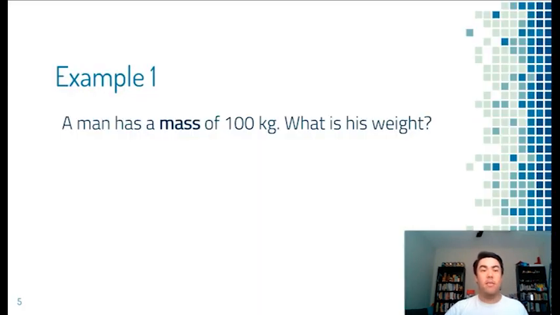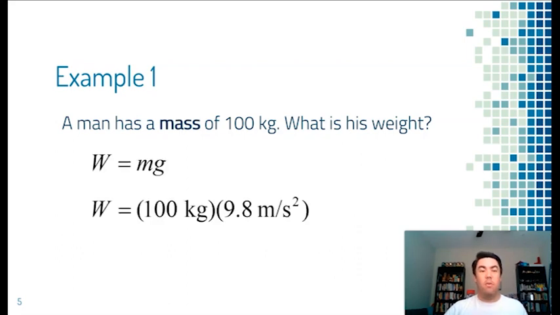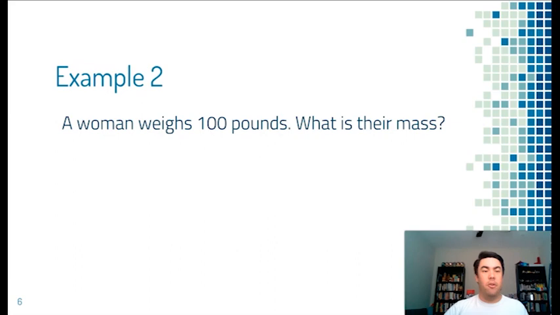We're going to do a quick example. A man has a mass of 100 kilograms. What is his weight? We can use that weight formula and multiply 100 kilograms times 9.8 meters per second squared, and that gives us 980 kilograms times meters per second squared, which is called a Newton, a unit of force.